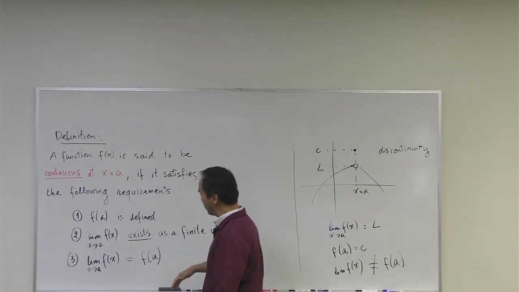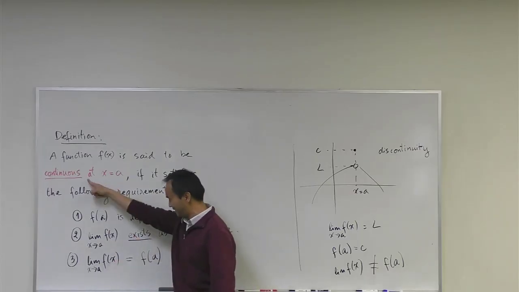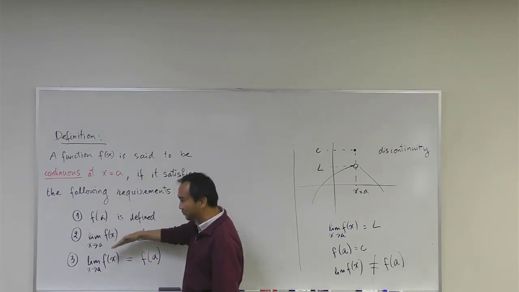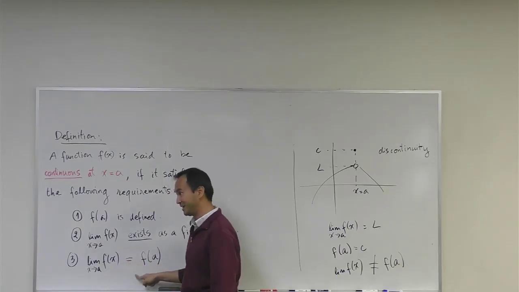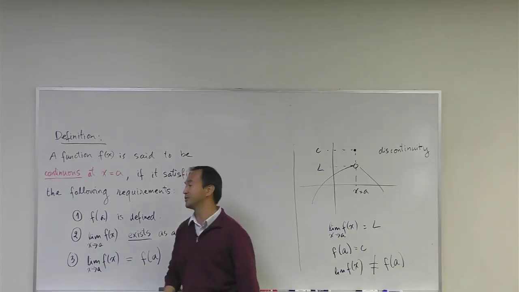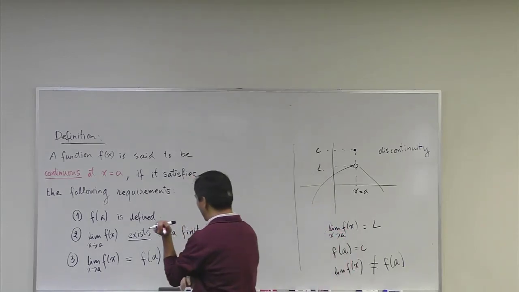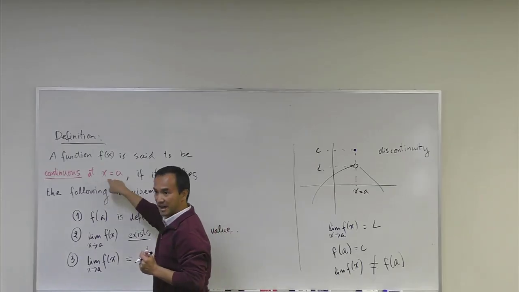So now when we formally define continuity, it happens after these requirements are passed. Continuity happens when the limit indeed equals the function value substituted in. So anytime you have those three requirements satisfied, then we can say that the function is continuous at x equals a.